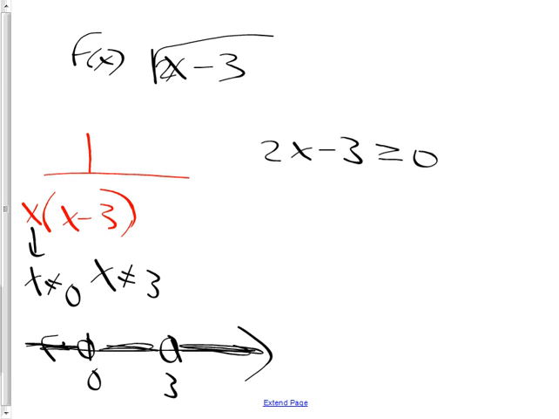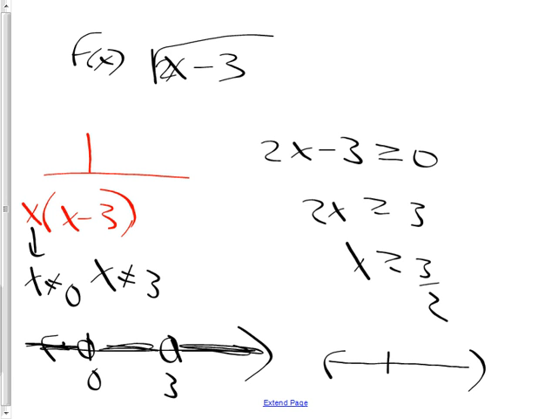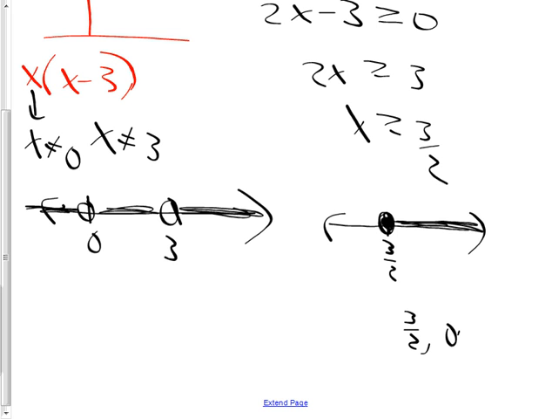This one, 2x greater than or equal to 3, x greater than or equal to 3 halves. Then I make a number line, as long as it's bigger than 1.5. Could be equal to 1.5 even. Final answer, 3 halves to infinity.